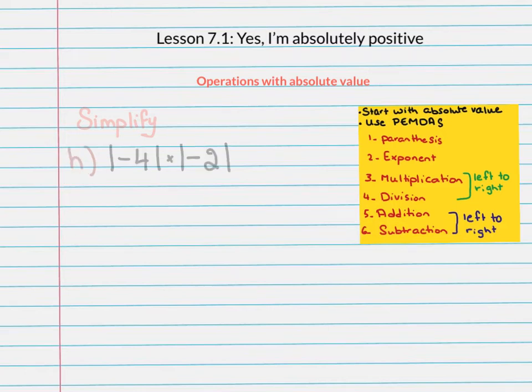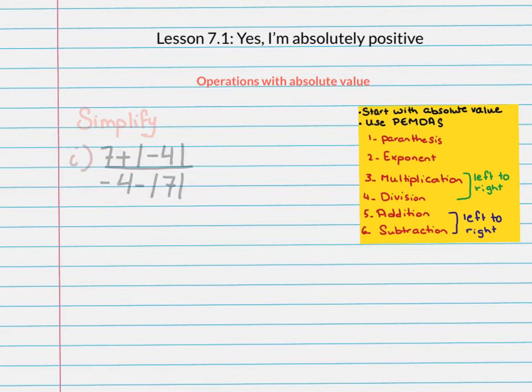Again, two absolute values. Absolute value of -4 should come out as 4. As you can see, there's multiplication between them. The second absolute value, -2, should come out as 2. The final answer will be 8.